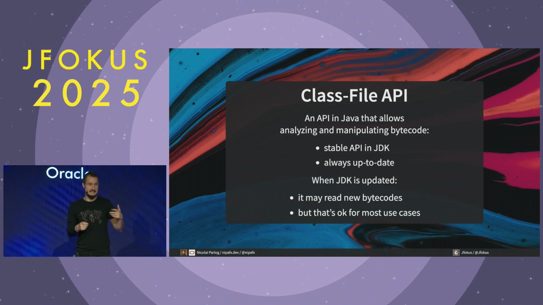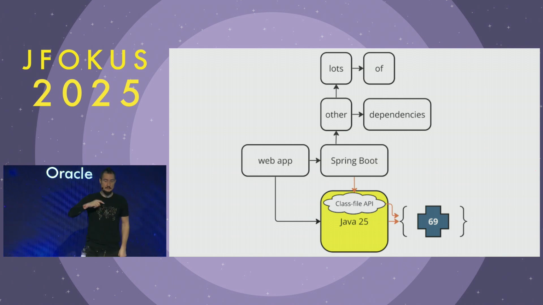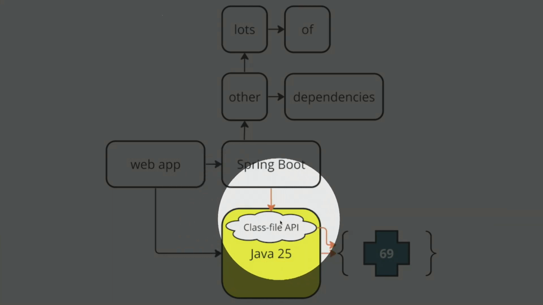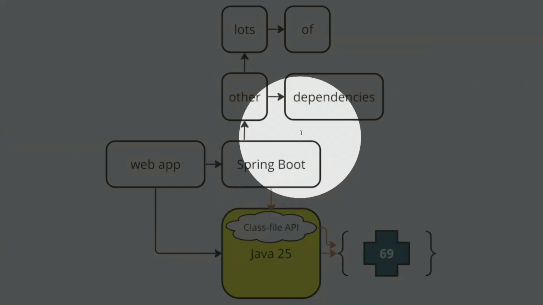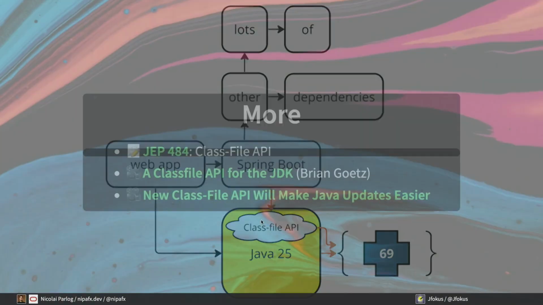So for most use cases, it's actually okay if the bytecode level updates, as long as the API can still deal with that. It will not see these changes, because bytecode is not actually radically changed from one release to the next. And ideally, this would be the situation you're in. You update to Java 25, you get the new bytecode level, but the Classfile API is part of 25, so it can deal with that, and your application uses that, and then it's all good. So that's the long-term goal here.